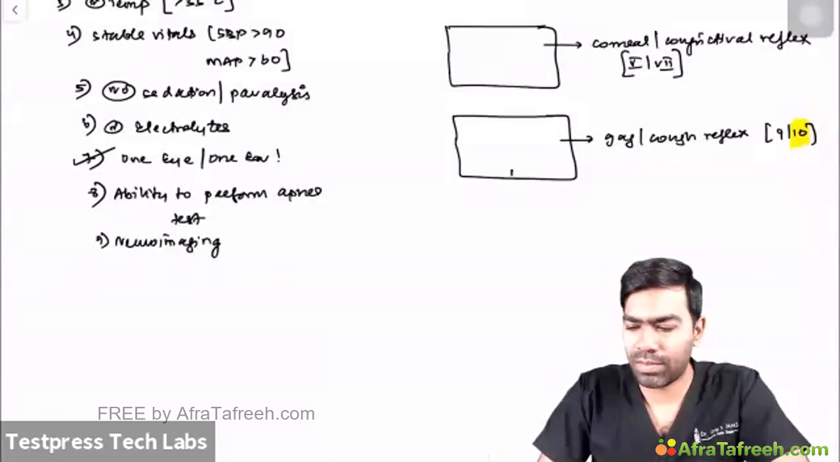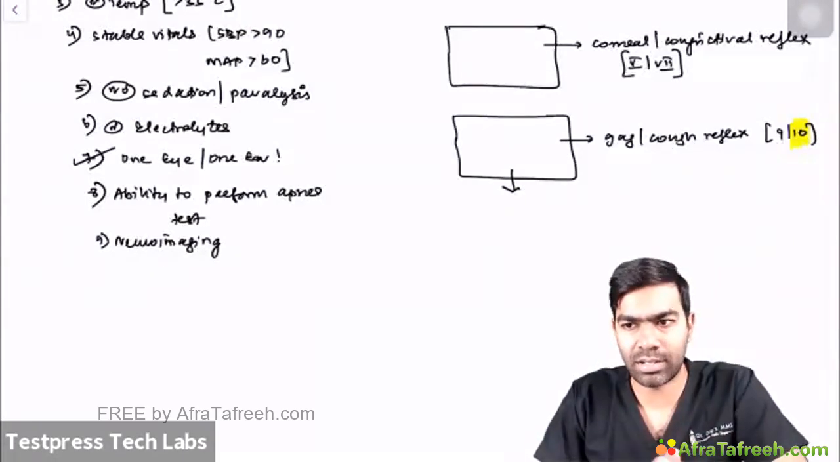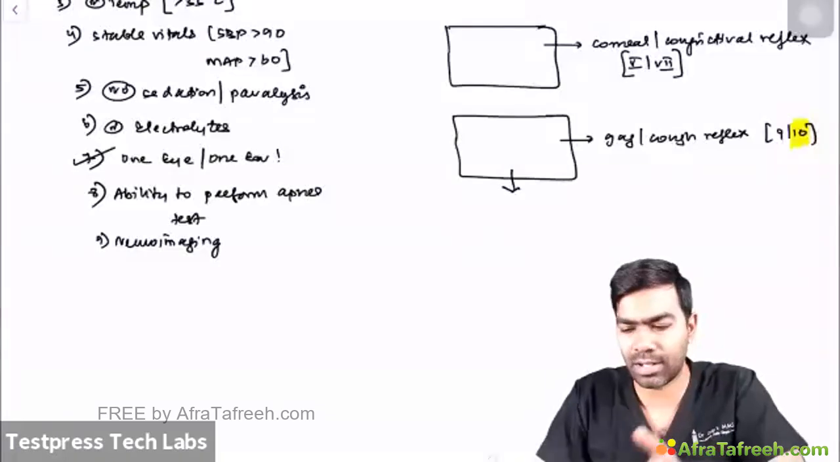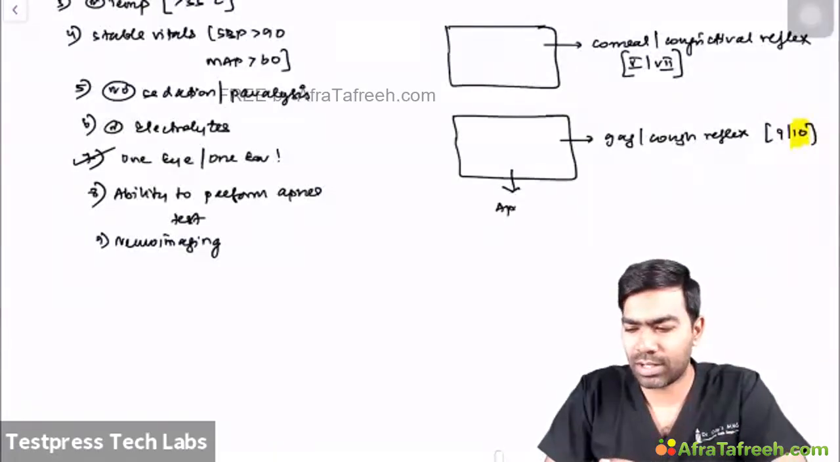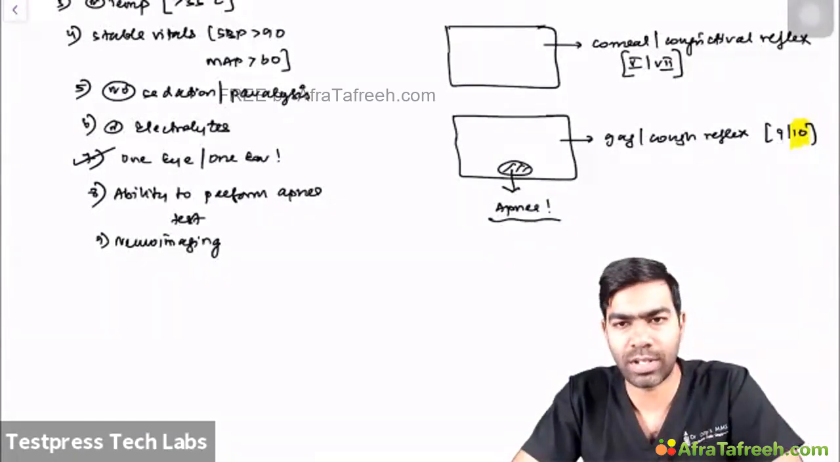And for the lower part of the medulla, I can prove it because the vital centers are there. Respiratory centers and cardiac centers are in the lower part of the medulla. The most important of them is the respiratory center. So for the lower centers, I'm going to tell that apnea is there, which means my respiratory center is not working, which means my lower part of the medulla is also not working. So that's what we refer to as the apnea test.